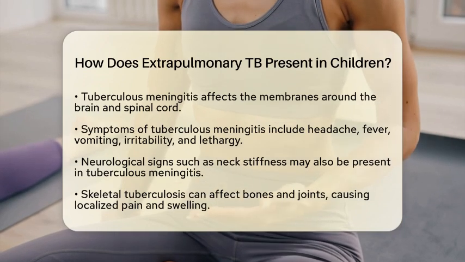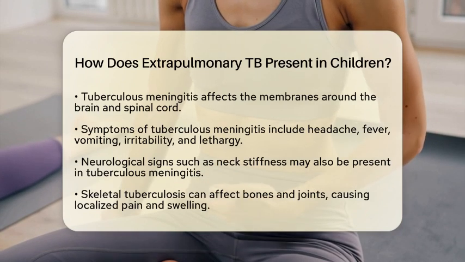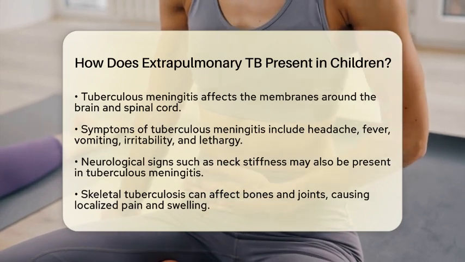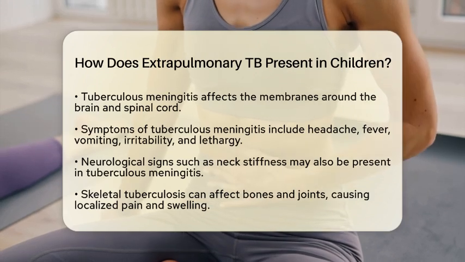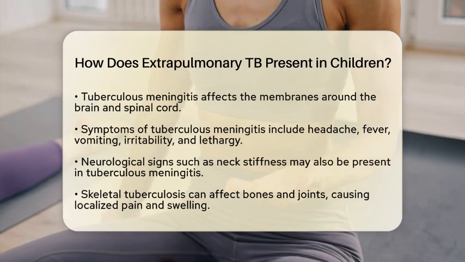Skeletal tuberculosis is another possibility where bones and joints are affected. This can lead to localized pain, swelling, and reduced movement. Commonly involved areas include the spine, known as Pott's disease, as well as long bones and joints.